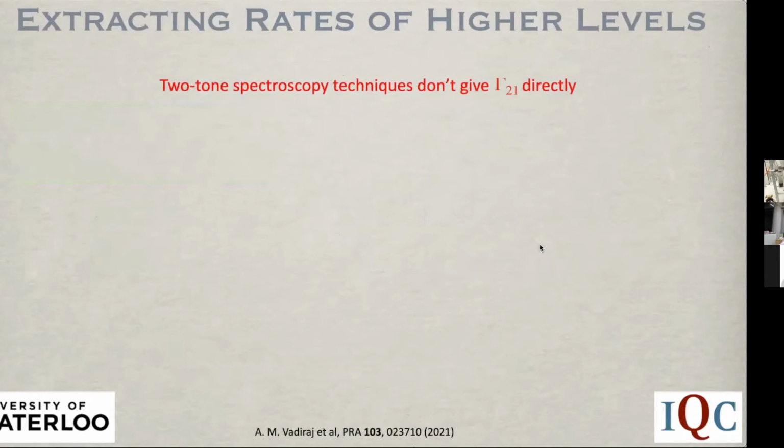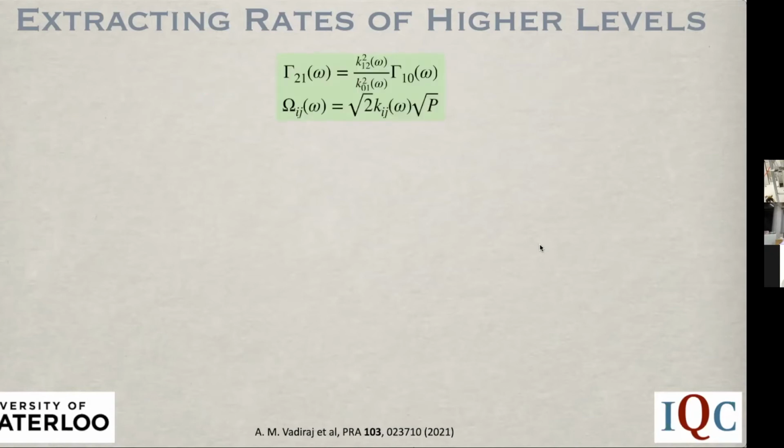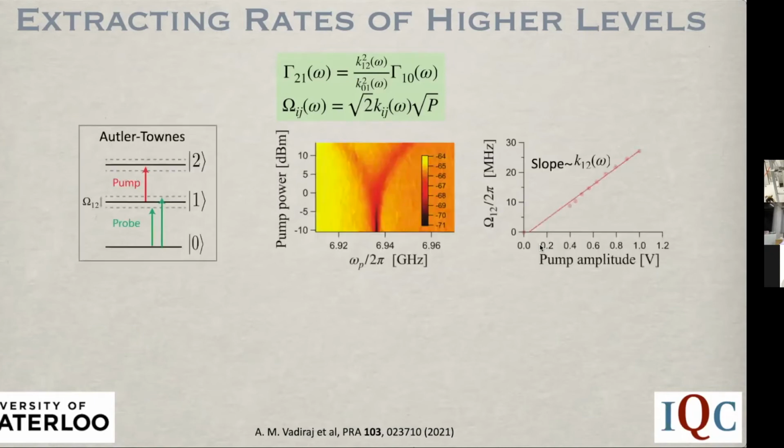So, I mentioned that we were interested in extracting the rates of higher levels. We can get the rate for the 0-1 transition. We just do this simple transmission experiment and fit the line width to get all the rates. As it turns out, that doesn't work for the higher levels. It's quite a bit more involved. Since I've gone much more slowly than I expected, I won't go into the details, but mainly the point is we can extract these rates.